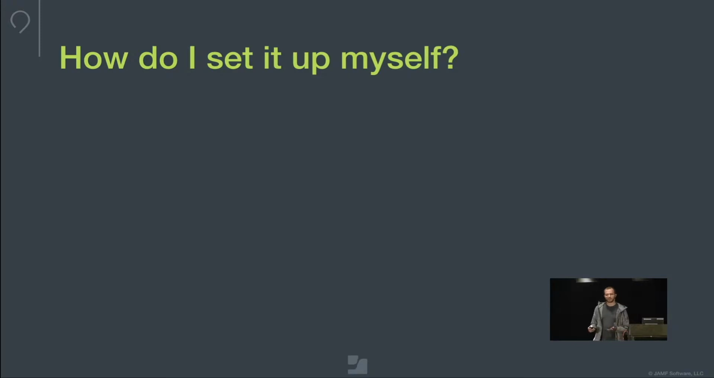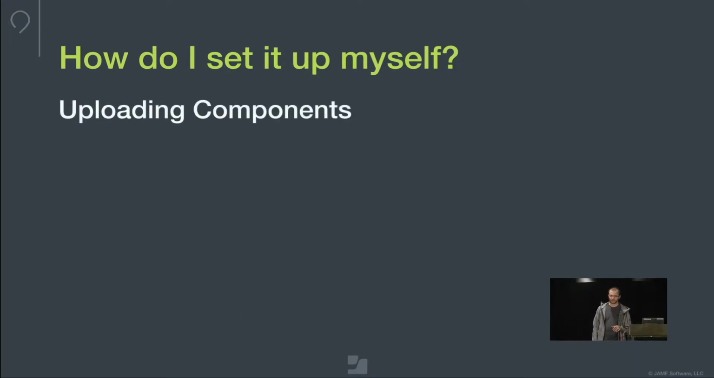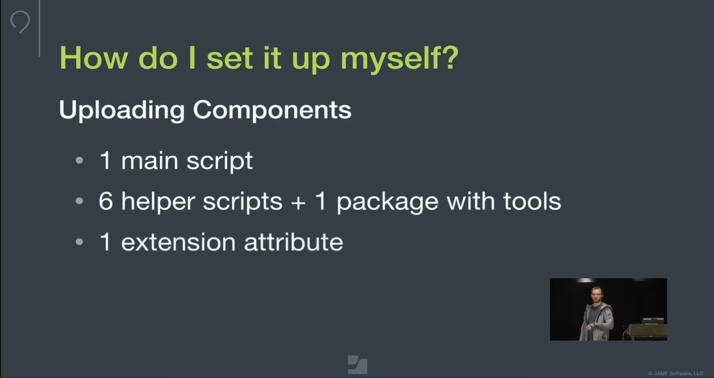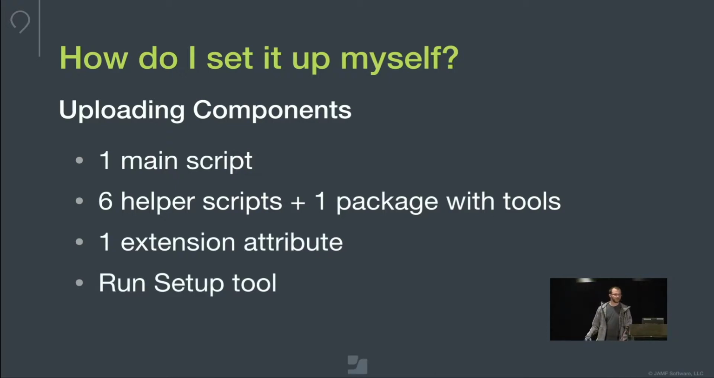So now the fun bit is I get to show you how to set it up yourself on your own Jamf Pro server, and I'm going to do that in 5 minutes or less. Yeah, I know, I got a timer here, I'm watching. So you have to upload the components: the main script, the helper scripts, and a package. That package contains the please wait application, the icons if you want to use your own custom icons, and it has Cocoa dialog. And then the extension attribute, you also upload that, and you run the setup tool.